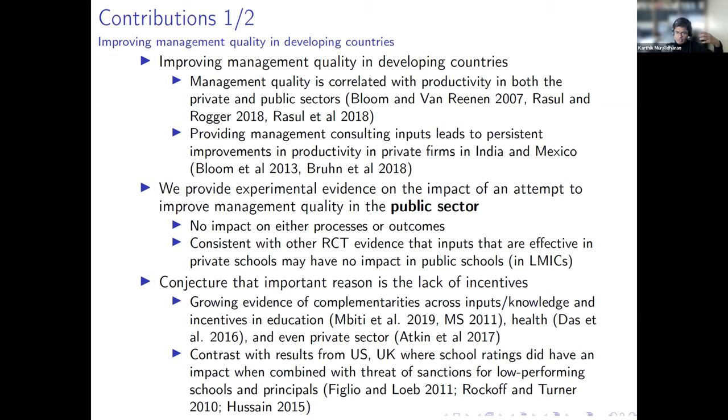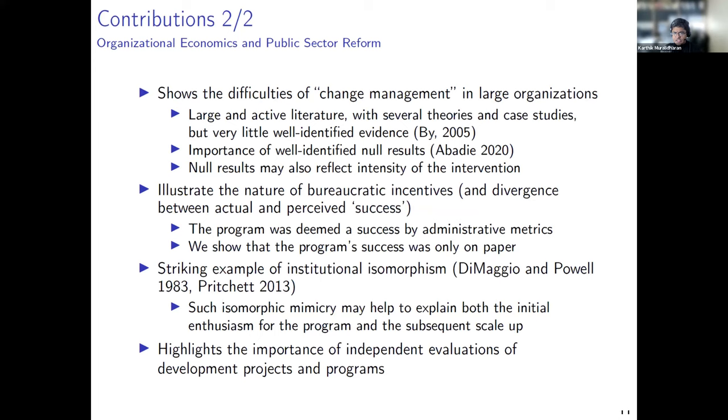So a lot of the development programming, aid thinking and policy thinking tends to be on the supply side: let's push inputs, let's push knowledge, let's push training. But if you don't do much work on the incentive side, things perhaps don't move as much. It's worth contrasting this with results in the US and the UK, where school ratings have had an impact, but these were settings like No Child Left Behind, and in the UK, Ofsted inspections, where there is a threat of sanctions for low performing schools and principals. Whereas in this setting, there's no incentive, either positive or negative. So that's likely one important piece of why this didn't work. But more generally, I think it highlights how difficult it is to change large organizations, especially in the public sector.